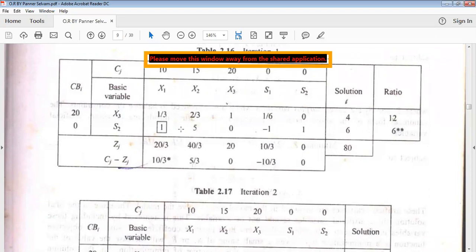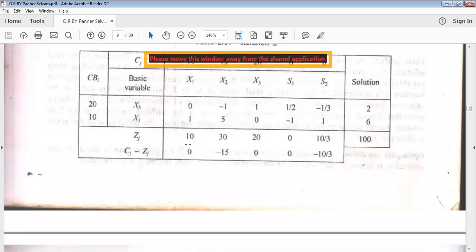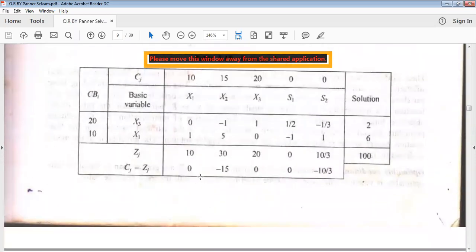It is already 1, therefore you repeat this entire equation here. And you make it 0 means new row 1 is equal to old row 1 minus 1 by 3 into this new row 2. Like this you are going to get this particular thing. So automatically in Cj minus Zj, you are going to get 20 and 10. This x1 will come and occupy, and this 10 will come and occupy. So 20, 10 and x3 and x1. Like this you are going to get the Zj values, all these things.